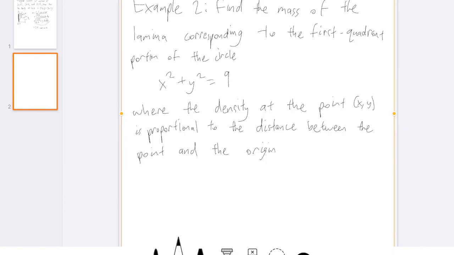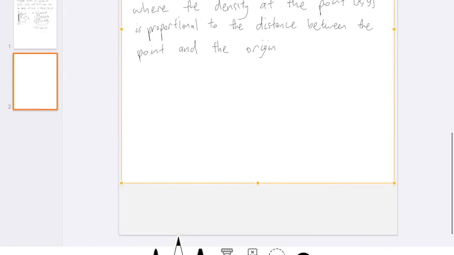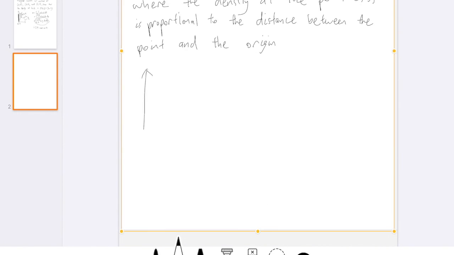So I wouldn't do this on your own because I'm going to teach new content with this example. So first, we're just going to draw a picture, of course. So we are only drawing the first quadrant because it's only the first quadrant portion of this circle. So it says the density is proportional to the distance between the point and the origin. This just means that really close to the origin, you're going to have very low density, and then as you get further away, it's going to be much more dense.